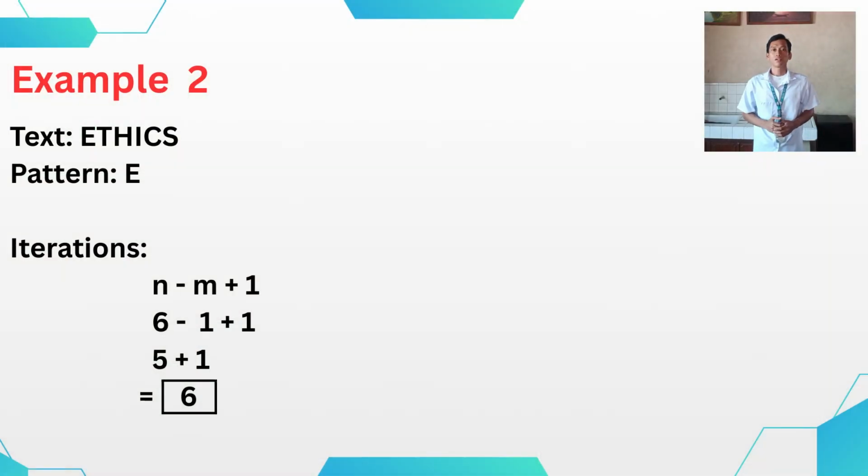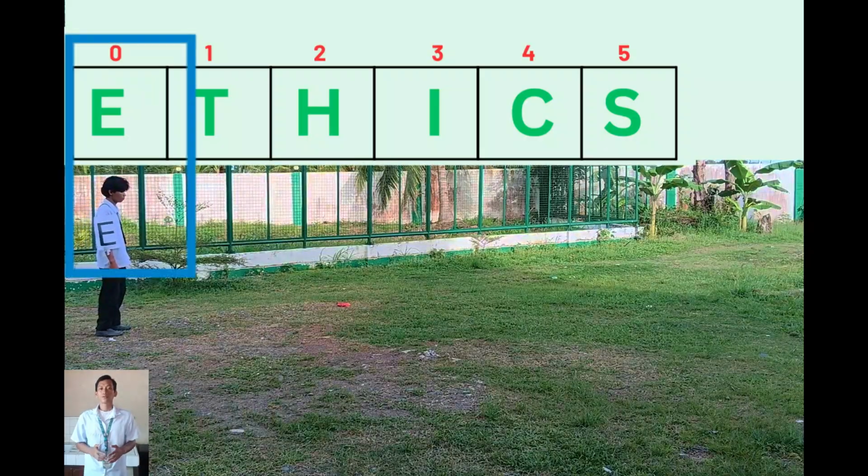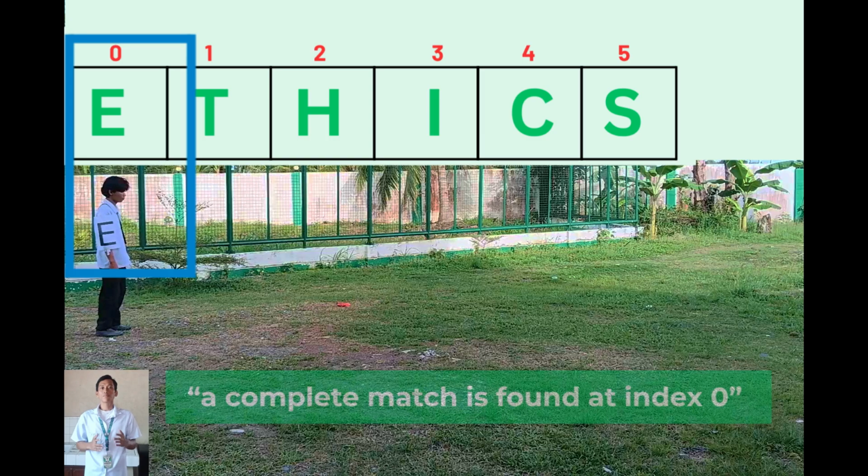In this example, the text is ETHICS and the pattern is E. The text has a length of 6 and the pattern has a length of 1. And there are 6 iterations for this example. In the first iteration, the pattern starts checking at index 0. Now, the pattern E matches index 0 of the text, which is also E. So the algorithm returns that a complete match is found at index 0.